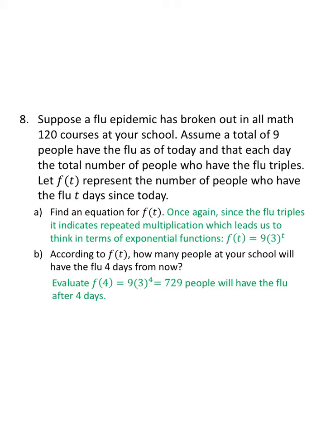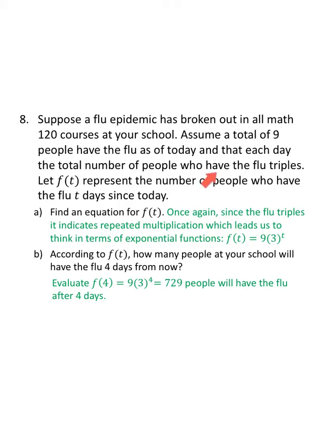Suppose a flu epidemic has broken out in all Math 120 courses at your school. Assume a total of 9 people have the flu as of today, and that each day the total number of people who have the flu triples. Let f of t represent the number of people who have the flu t days since today. We want to find an equation for f of t.